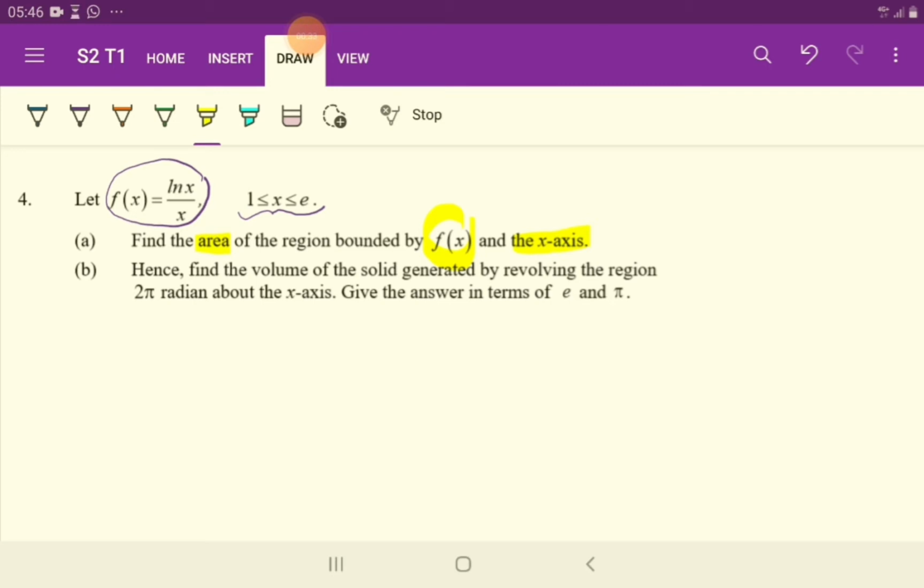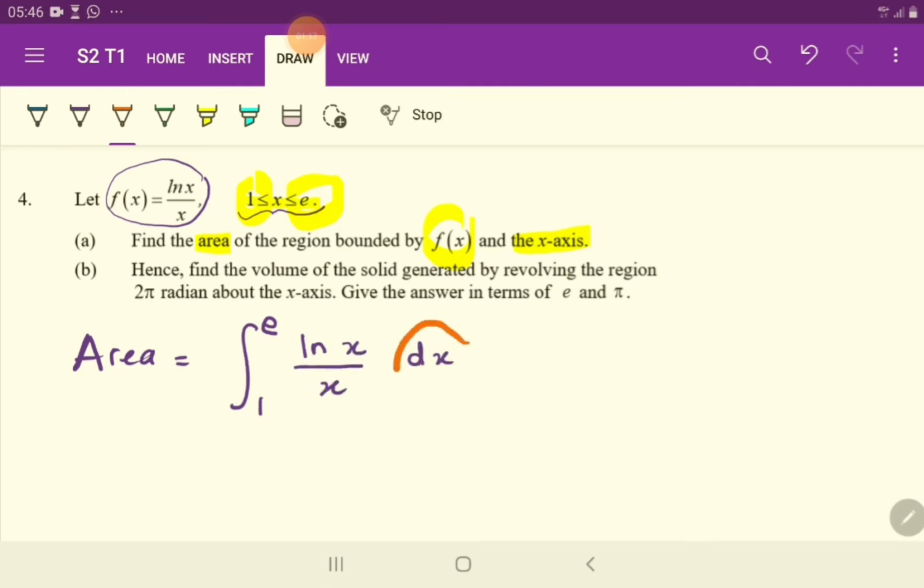Okay, so this question gives you the domain 1 until e. So this can be your lower limit and upper limit. Okay, and then since we only have one function, you don't have to worry about first function minus second function or otherwise. So it is safe to just write the area as integral from 1 until e, and then write down the function ln x over x dx.